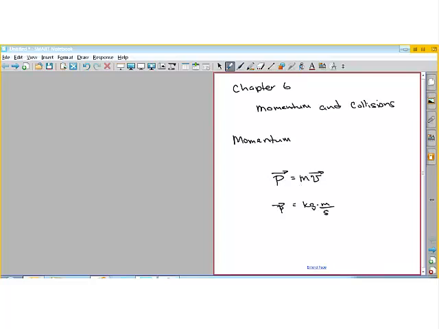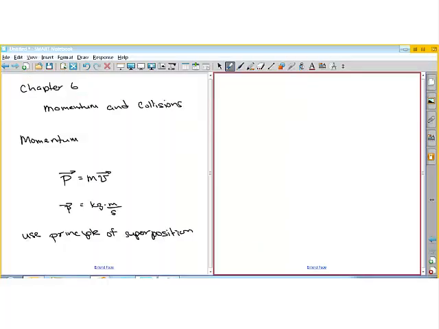Because of the vector nature, you can use the principle of superposition, which we did in Chapter 3 and also in Chapter 4. The principle of superposition means you can take this vector equation and break it up into the component form. So you can have an x component of momentum, which is the mass times the x component of velocity. And you can have the y component of momentum, which is the mass times the y component of velocity.